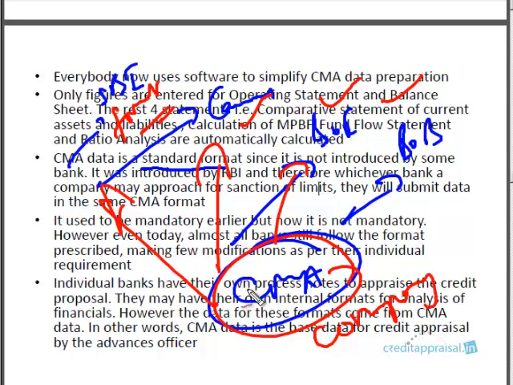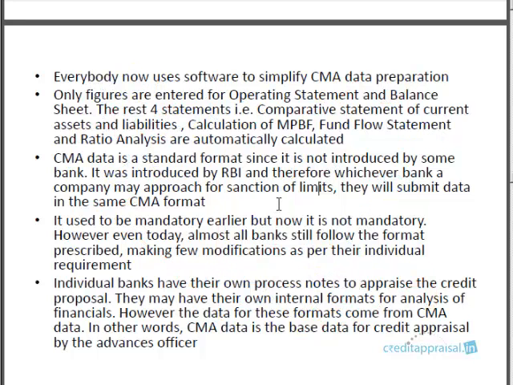Now the company can approach any bank with the same set of financials. The format is known as CMA format, right? In your particular bank, you might come across CMA data that is slightly different. For example, your bank might ask your customers to submit in a slightly modified CMA format. That might be possible because now it is not mandatory, right? It used to be mandatory earlier, but now it's not mandatory. So banks might make a few modifications as per their individual requirement.